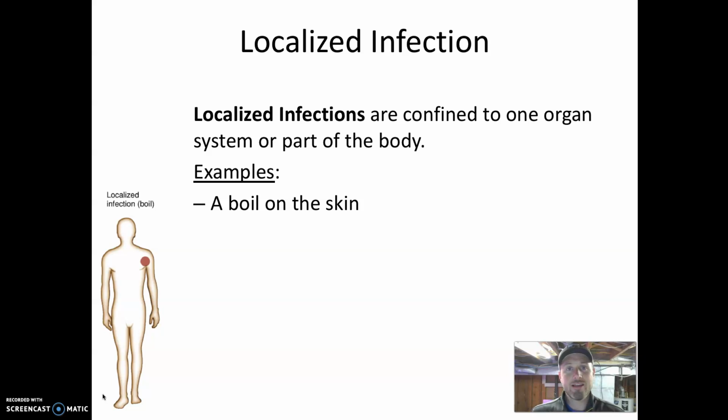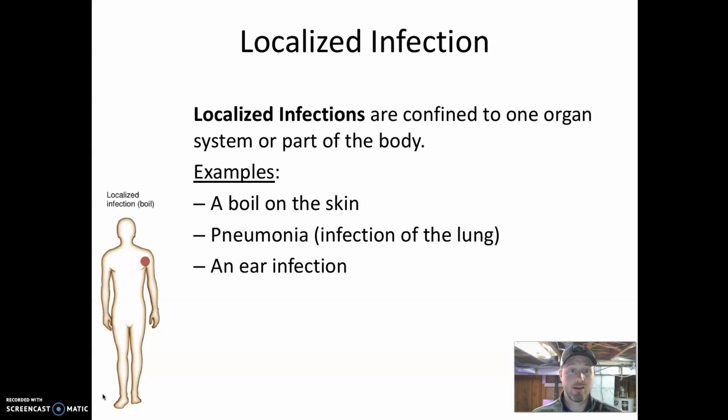Right? Other examples of localized infections might be things like pneumonia. So pneumonia is an infection of the lung. There's a bacteria there affecting just the lungs. An ear infection. So bacteria might overgrow in chambers within the ear, causing inflammation and pain. Those bacteria are localized to that one spot.